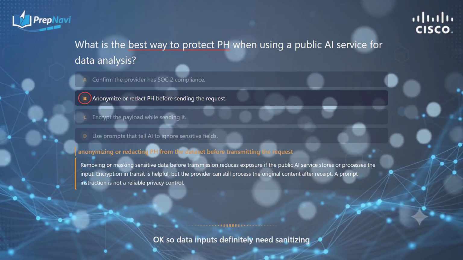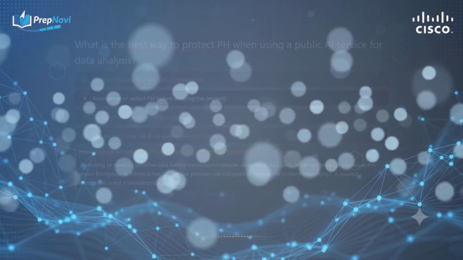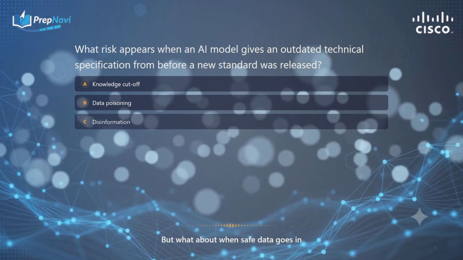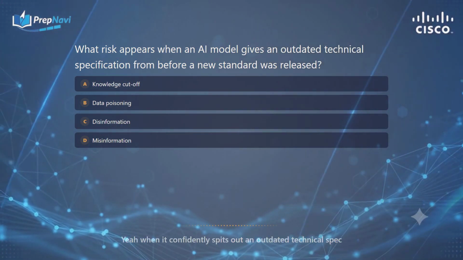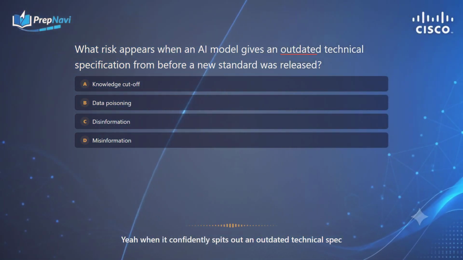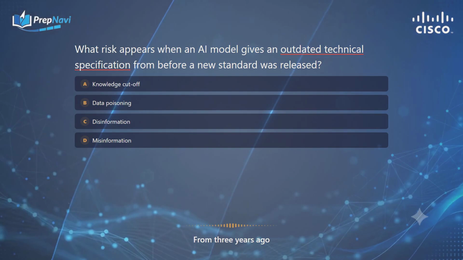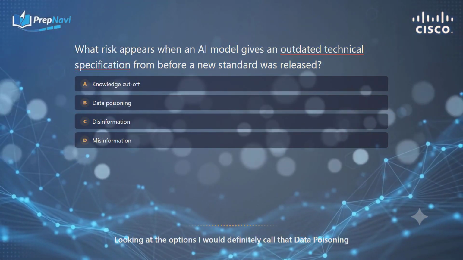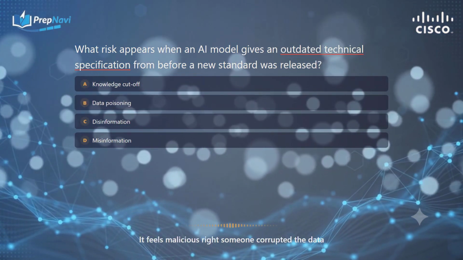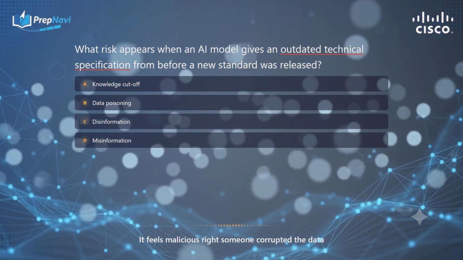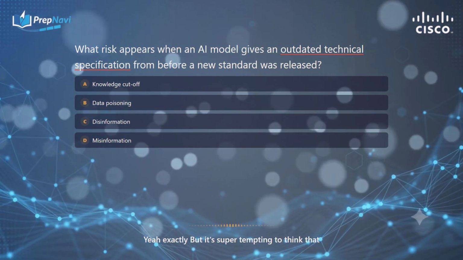Okay, so data inputs definitely need sanitizing. But what about when safe data goes in and the AI gives you, well, garbage out? Right, the output side. Like when it confidently spits out an outdated technical spec from 3 years ago. I mean, looking at the options, I would definitely call that data poisoning. Yeah, a lot of people do. It feels malicious, right? Like someone corrupted the data. Yeah, exactly. But it's super tempting to think that.